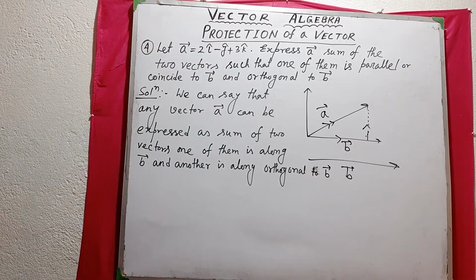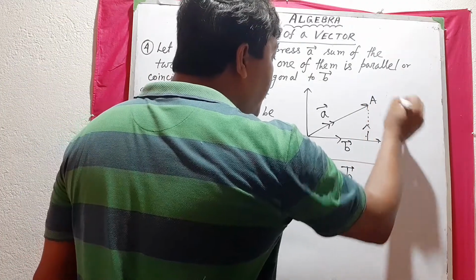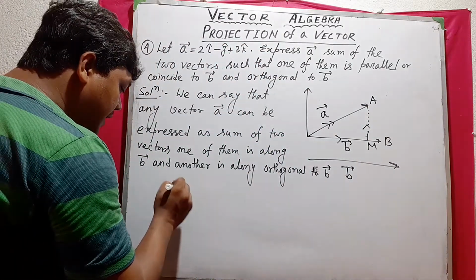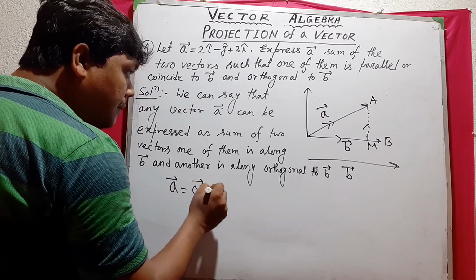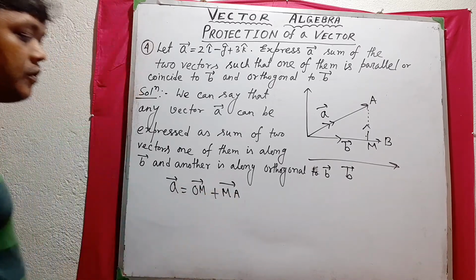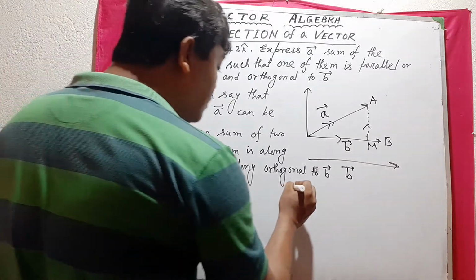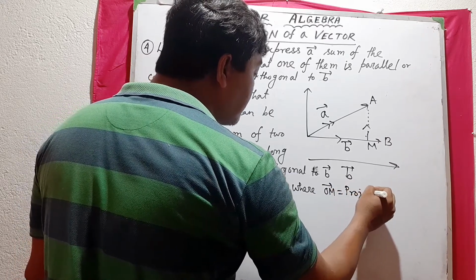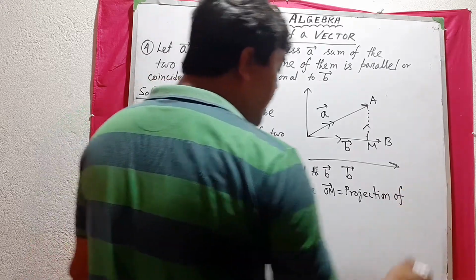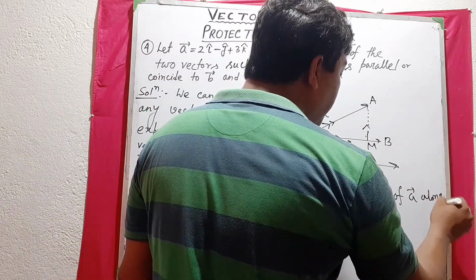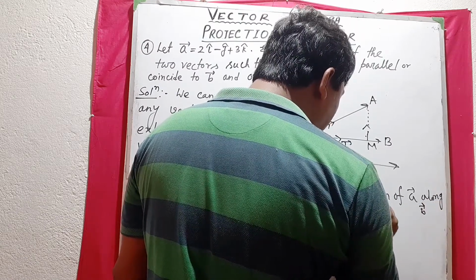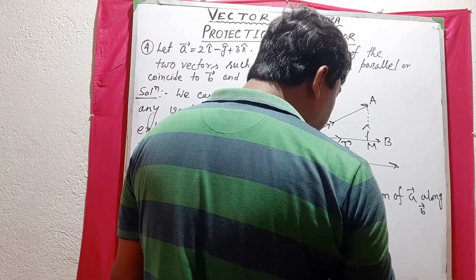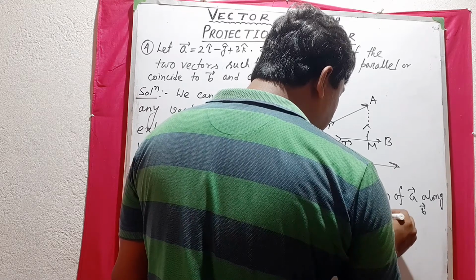দুটো ভেক্টরের যোগফল আকারে প্রকাশ হয়ে গেল। তার মানে আমি যদি এই ছবিটা আঁকি ও এ, দিস ইজ বি আগের ফর্মে, তাহলে এম, তাহলে আমরা ও এম প্লাস এম এ, তাহলে এ ভেক্টর ইকুয়ালস টু ও এম ভেক্টর প্লাস এম এ ভেক্টর। ওকে, হোয়াট ইজ ও এম? ও এম, হোয়ার ও এম ভেক্টর ইজ projection of A along B vector, that is A dot B by mod B square into B vector.